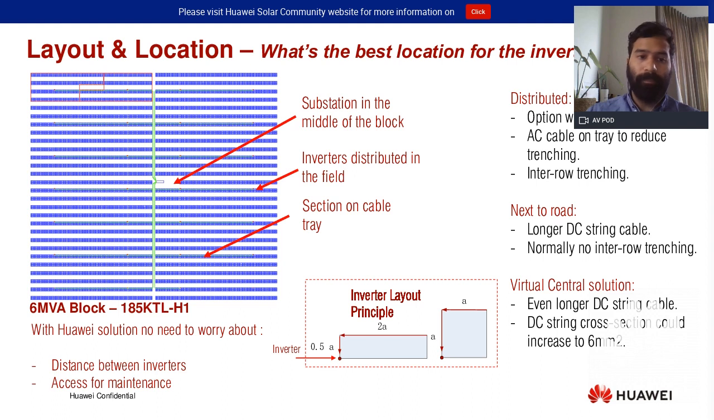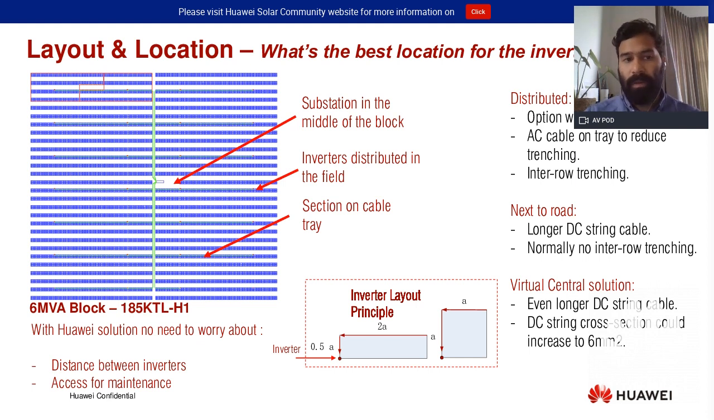that I will recommend. First, a distributed approach, which means that your string inverters will be scattered around the array. Let's take this example for a 6 MVA block. In this case, in a distributed approach, your inverter will be in the center of, for example, 6 or 10 table arrays, and your string cable will go to the center of this array where the inverter is.